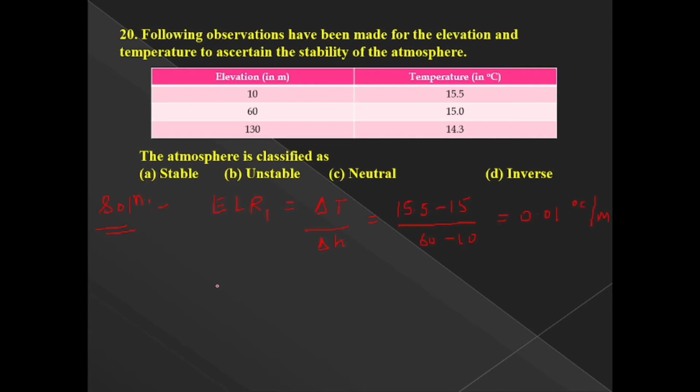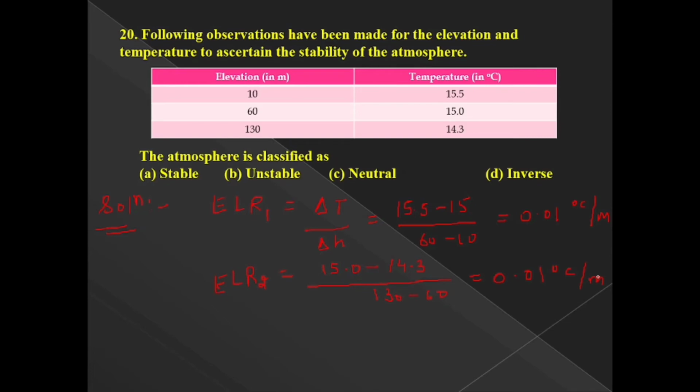Similarly, ELR2 can be calculated. That is also equal to delta T by delta H, 15.0 minus 14.3 whole divided by 130 minus 60. That is equal to 0.01 degree centigrade per meter.